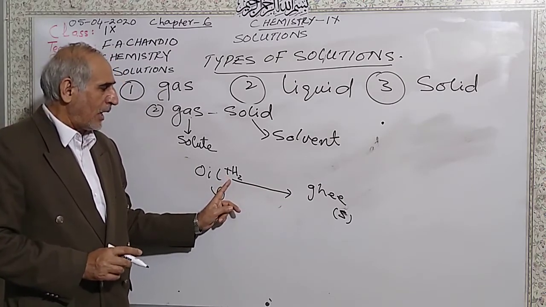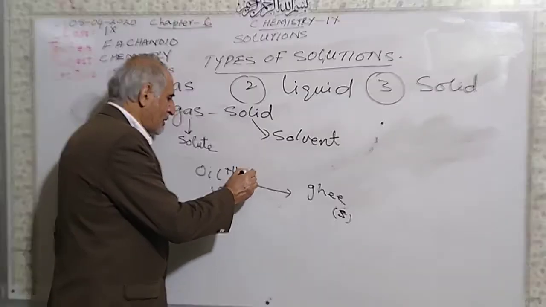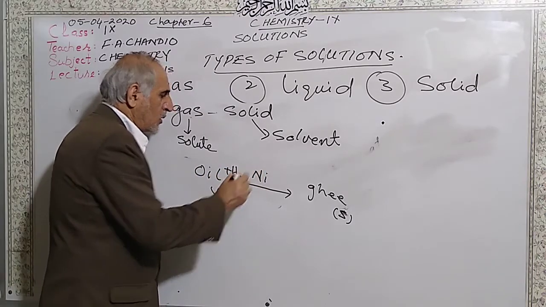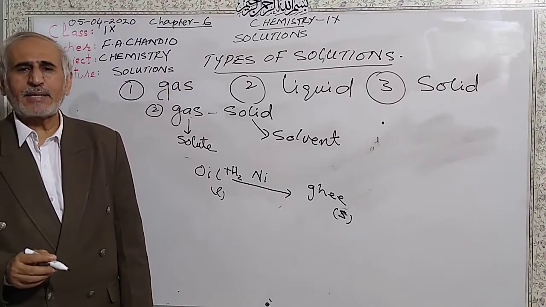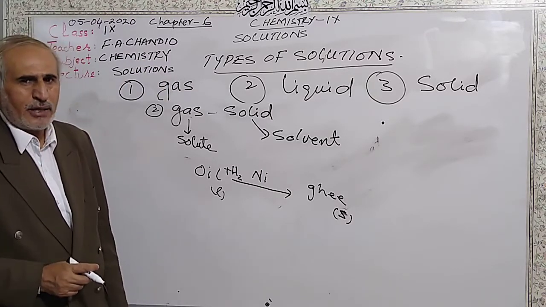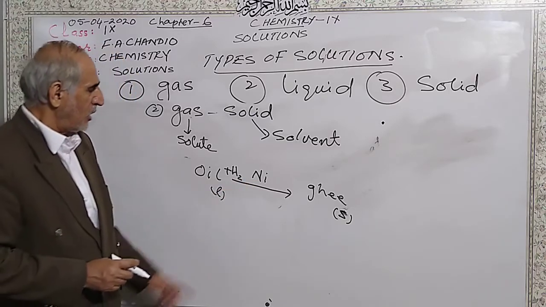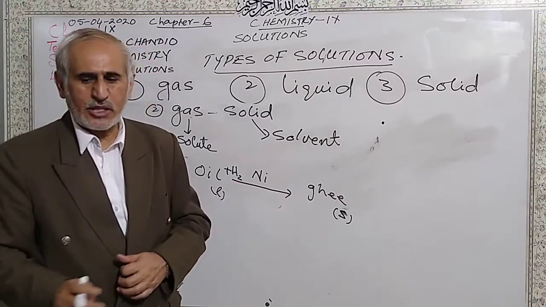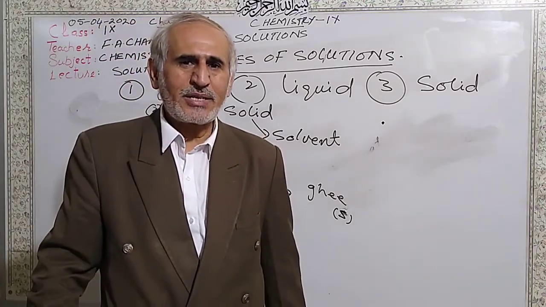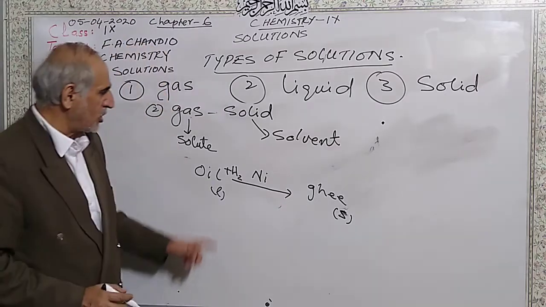But I am going to add a catalyst. Nickel as a catalyst you can use, platinum you can use, palladium you can use. When you put a nickel, you have to give a temperature here. A catalyst is a substance which increases the speed of the chemical reaction, accelerates the chemical reaction.